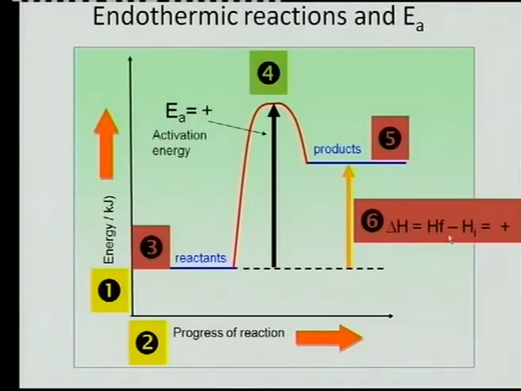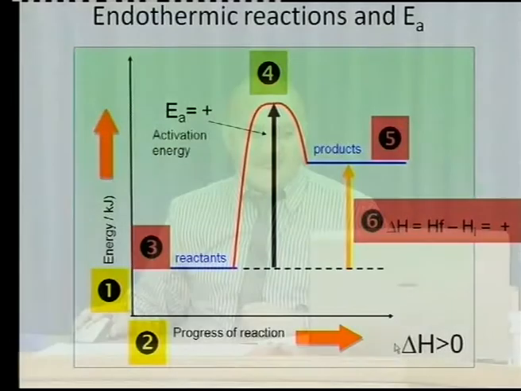How do we calculate it? Final energy. That means I take that graph and extend it that way and I read it off there, minus initial energy, energy at the beginning, I read it off there, and I will find that this has a positive value because it's a high value minus a low value. That's positive. And then what can I say mathematically? That delta H is greater than 0. That's the endothermic one.